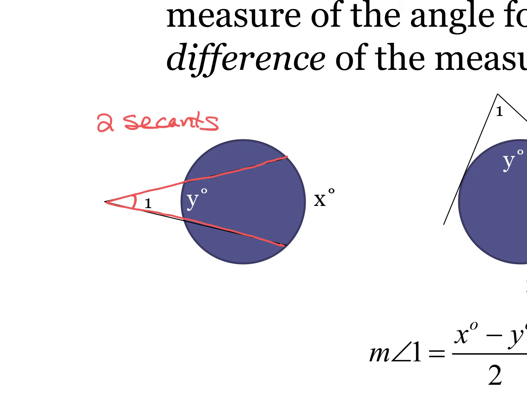Now, in the formula, I'm going to be talking about a big arc and a little arc. So the big arc is this intercepted arc here, which is x. Then the little arc is this side of the angle. So this is my big arc, and the blue is my little arc. Call it lil.